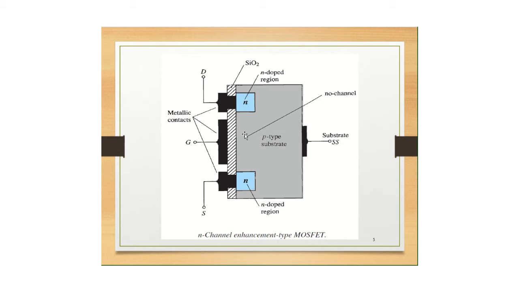All right. Now let us talk about the gate terminal. Gate is not in direct contact with the body. So there is a thin layer of silicon dioxide. All right. So the width of the silicon dioxide layer is very small.